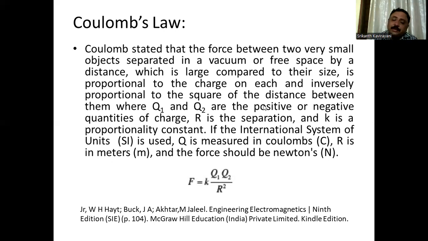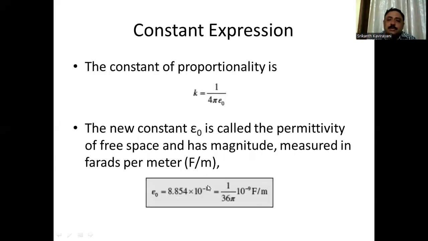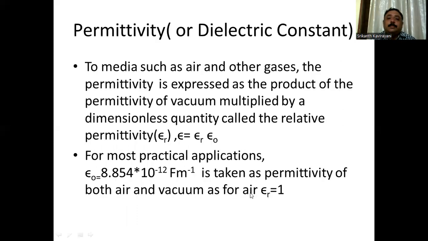So our expression for force is F equal to K Q1 Q2 by R square, where K is a constant. This constant is given by 1 by 4 pi epsilon naught, where epsilon naught is another constant, called the permittivity of free space, measured in farad per meter, given by epsilon naught equal to 8.854 into 10 power minus 12, which is equal to 1 by 36 pi into 10 power minus 9 farad per meter.